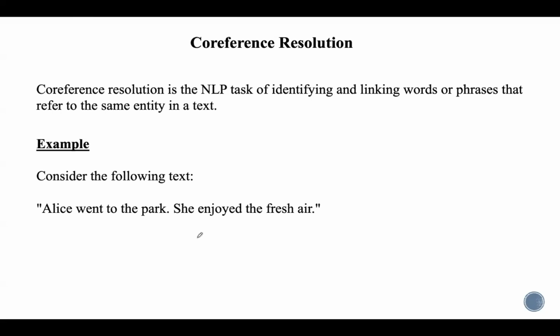So consider this text. Alice went to the park. She enjoyed the fresh air. So here this "she" refers to Alice. And coreference resolution helps in identifying this relationship.